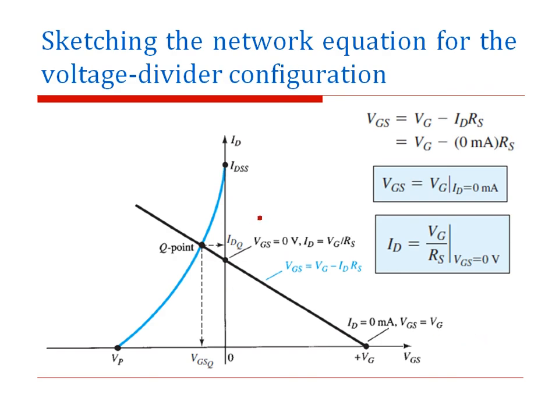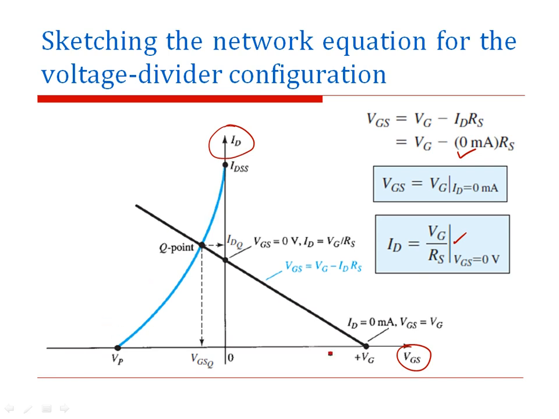Now, if you sketch the network equation for the voltage divider configuration, you have VGS is equal to Vg minus ID RS. When you put Id equal to 0 milliampere, you get VGS is equal to Vg, and when VGS is equal to 0, you get Id equal to Vg by Rs. So that is how you can plot the load line here. The drain current is the output and VGS is the input, and this is the transfer characteristics between the input and output.